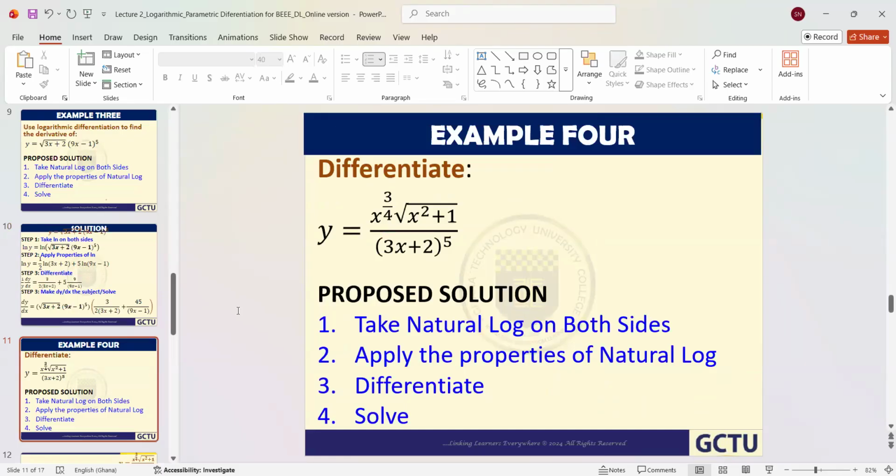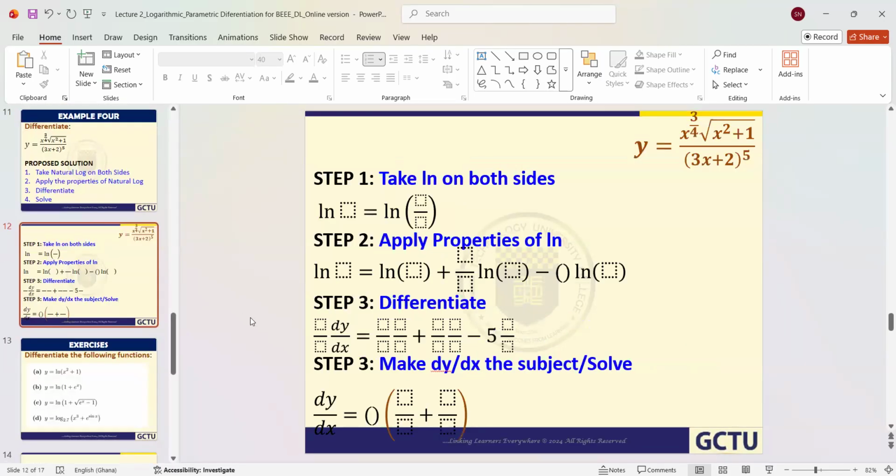So this is another example. Differentiate y is equal to x raised to the power 3 over 4, all times the square root of x squared plus 1, and then in the denominator, we have 3x plus 2, all raised to the power 5. So the same procedure: let's take natural log on both sides of the equation, apply the properties of the natural log, then differentiate, then solve. So let's try and do this as well.